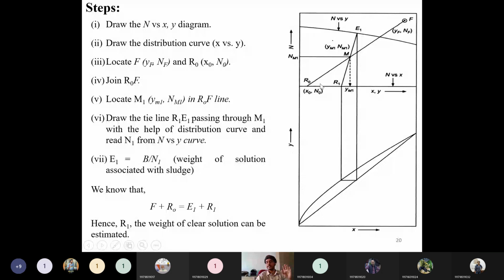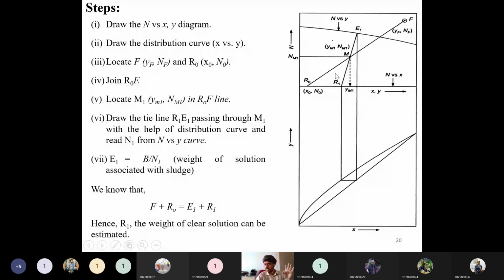Then after locating the point M1, you have to draw a tie line. How to draw the tie line? The clue is that the best way is the trial and error method. First you have to assume an x value, because n versus x is there here. So xR is the mole fraction in the raffinate phase. We are denoting it with x only. So we have to just guess some x value.